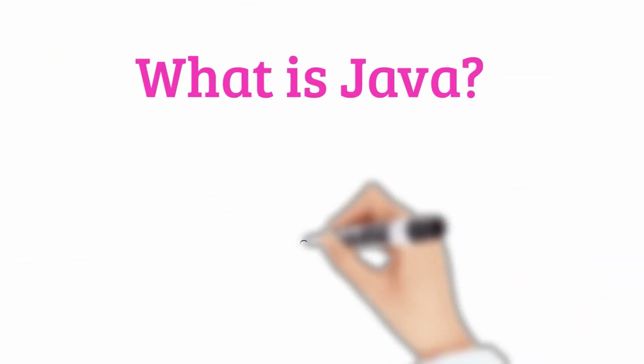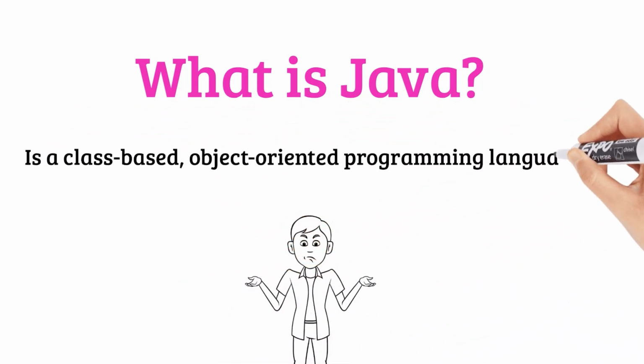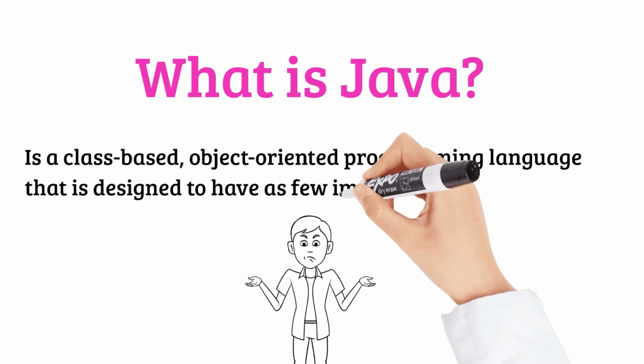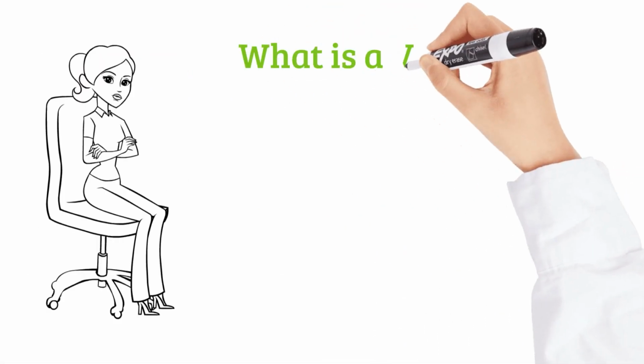What is Java? Java is a class-based object-oriented programming language that is designed to have as few implementation dependencies as possible. What is a variable?